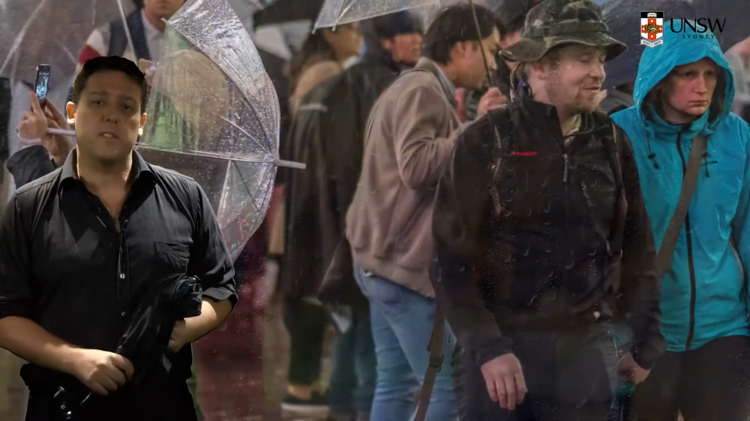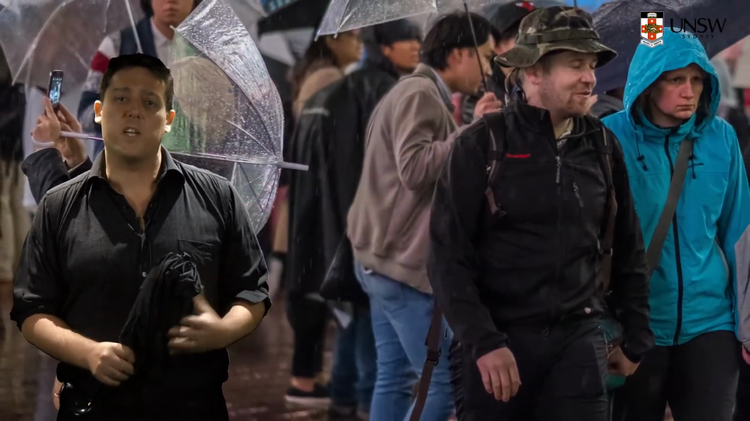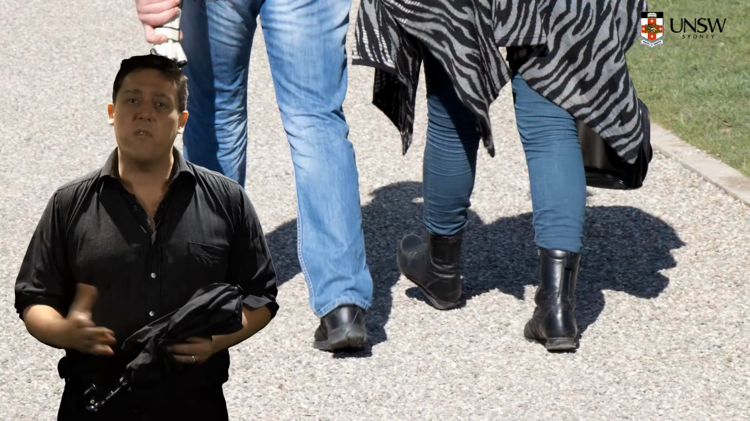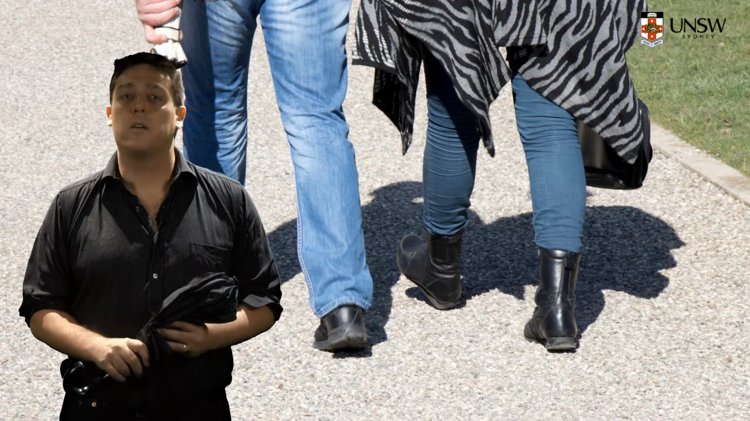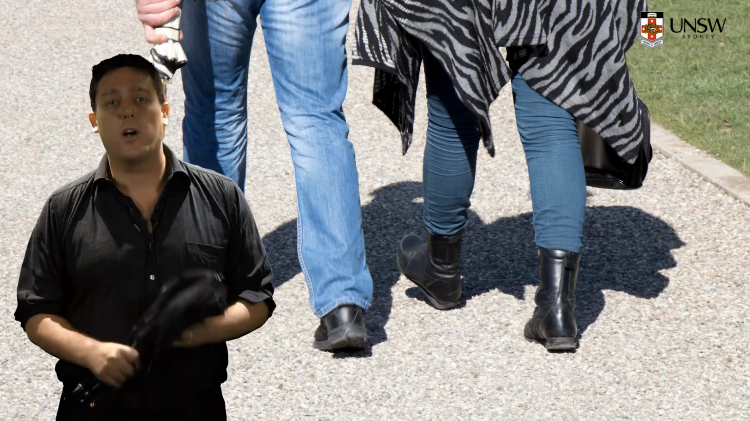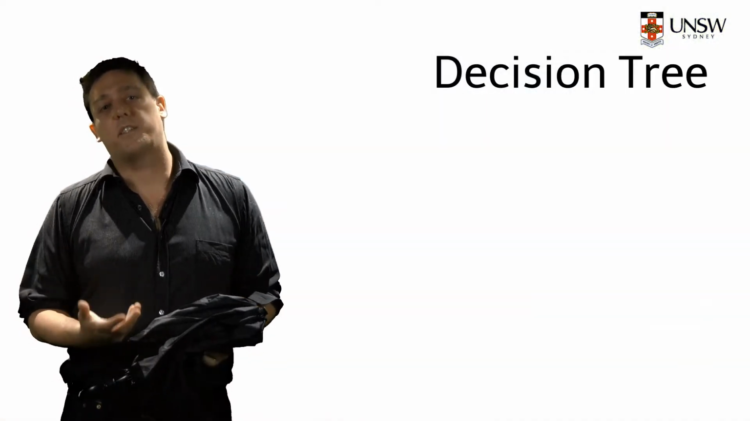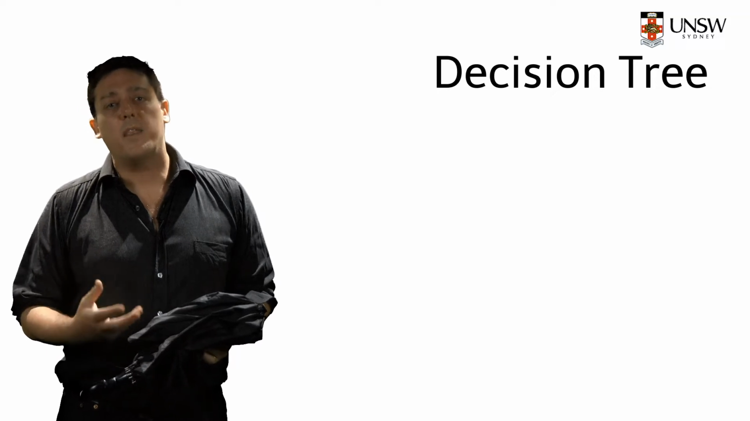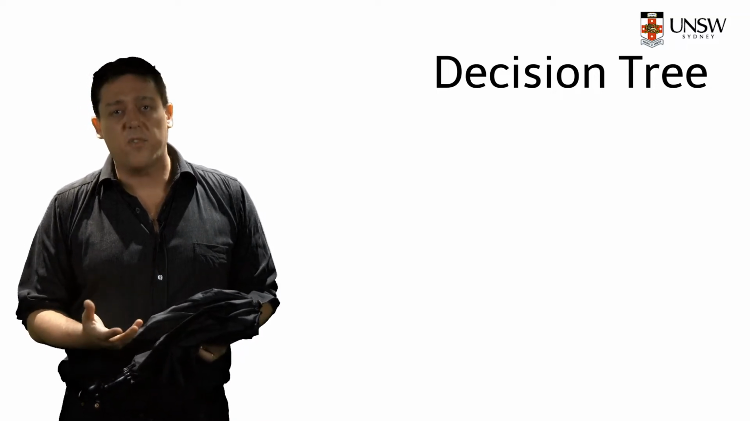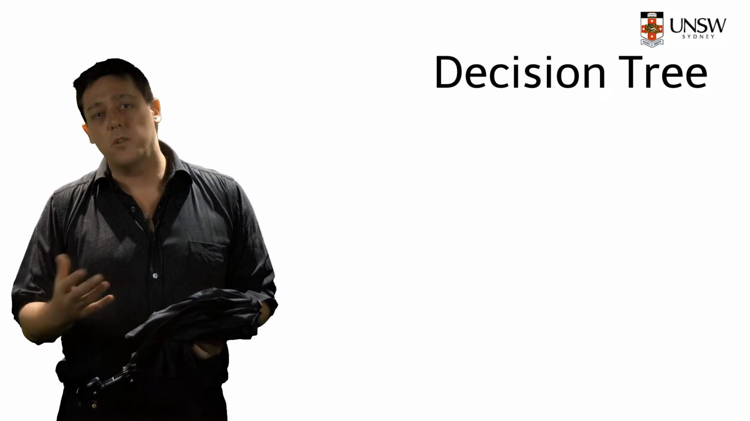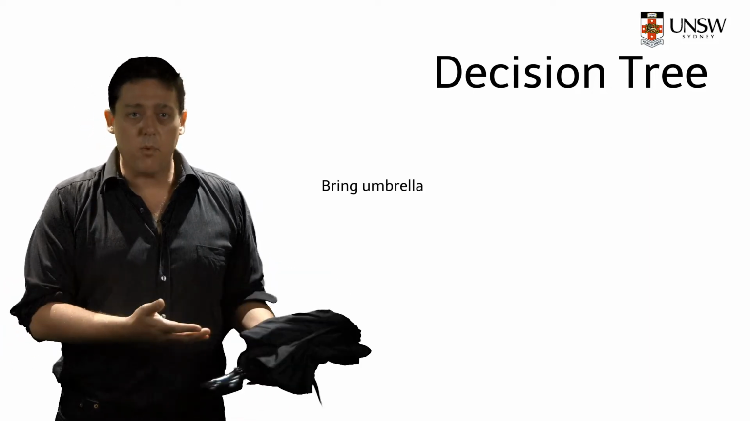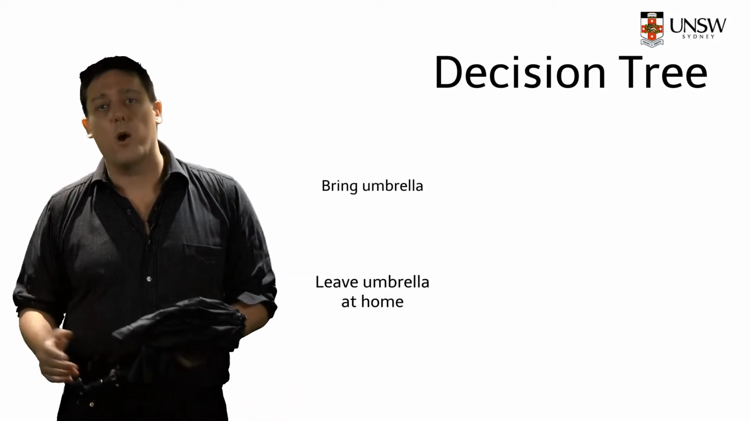And the weather forecast today reported a 25% chance of rain. So that leaves a 75% chance that it won't rain. Should I bring my umbrella or should I leave it at home? Using a decision tree, I can start to structure this question in a way that will help me to evaluate my identified courses of action. And those courses of action are bring an umbrella or leave my umbrella at home.